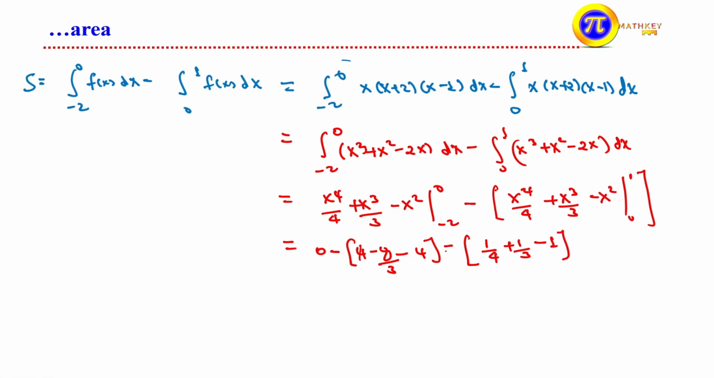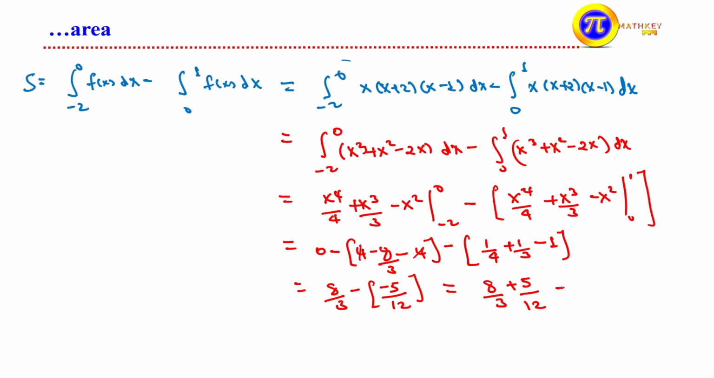We cancel this 4 by 4. What remains is negative of 8 over 3 times negative, which becomes positive 8 over 3, minus. For the other part, the LCM is 12. 12 divided by 4 is 3, plus 12 over... that is negative 12. This equals negative 5 over 12, so we have 8 over 3 plus 5 over 12.